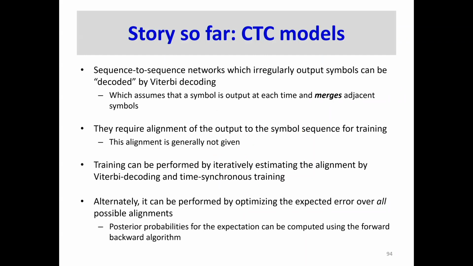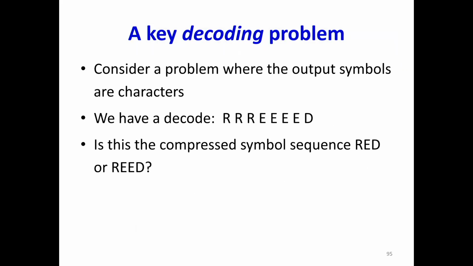So the story so far: sequence-to-sequence models which irregularly output symbols can be aligned using Viterbi decoding, or they can be decoded using a greedy approach. For training, you require alignment of the output symbol sequence to the inputs, and it can be performed by iteratively estimating the alignment by Viterbi decoding and time-synchronous training. Alternatively, it can be performed by optimizing the expected error over all possible alignments. This is what we've been saying, right?